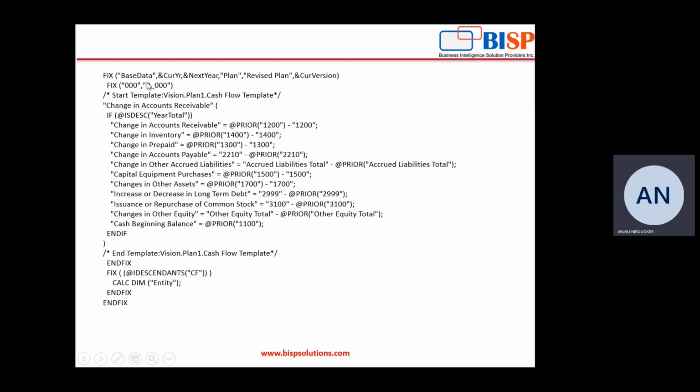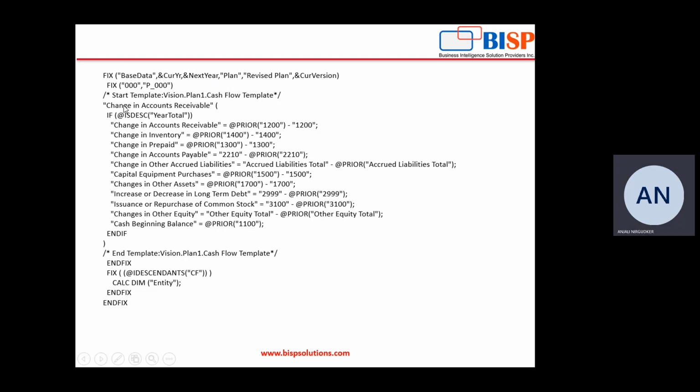So under Fix, I have used base data as my HSP view, and &CurrentYear is the substitution variable which I have used. &NextYear is another substitution variable which I have used, and another substitution variable which I have used over here is current version. Then Plan and Revised Plan. All right. Then I am nesting this and I have fixed my entity as 000 and my product as P000.